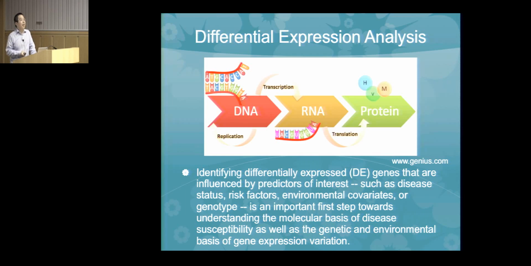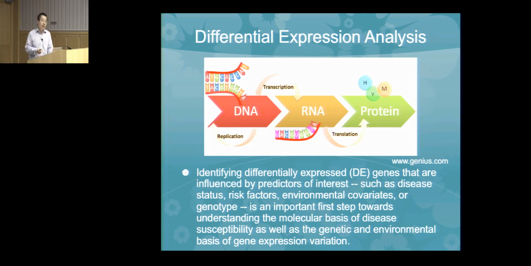To do that, a lot of people nowadays can easily do RNA sequencing studies or microarray studies. And once you get this data, the first important step is to identify those differentially expressed genes that are influenced by a predictor of interest. Those predictors can be many different things. There could be disease status, risk factors, environmental covariates, or in the case of gene mapping studies, genotypes.